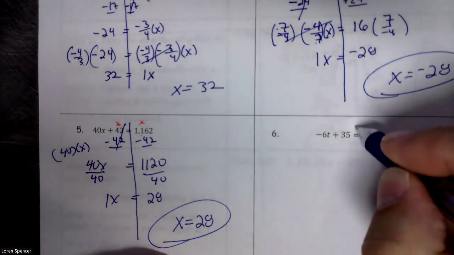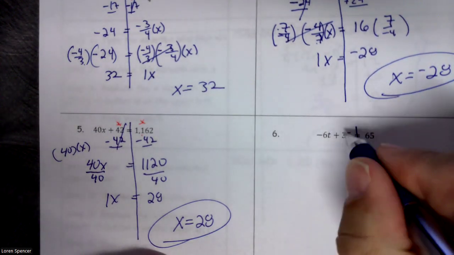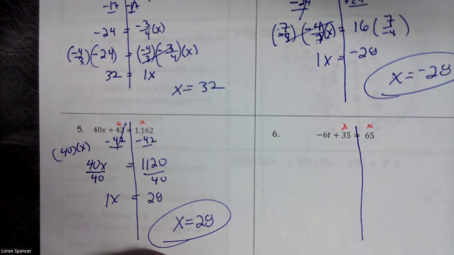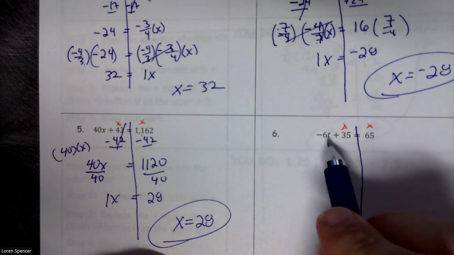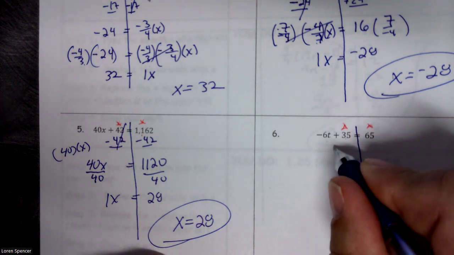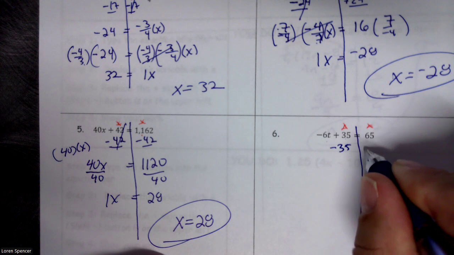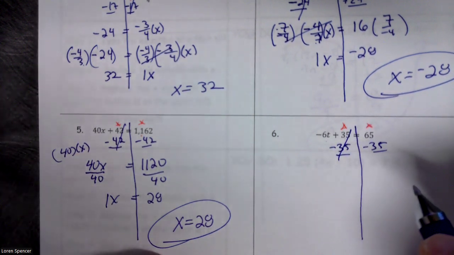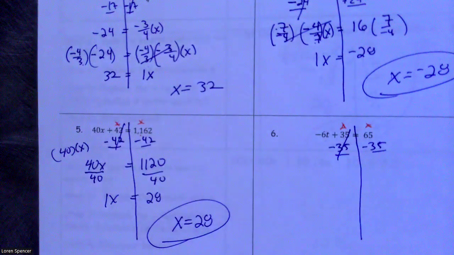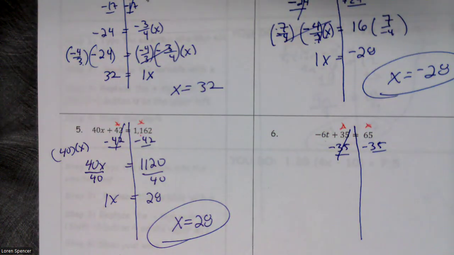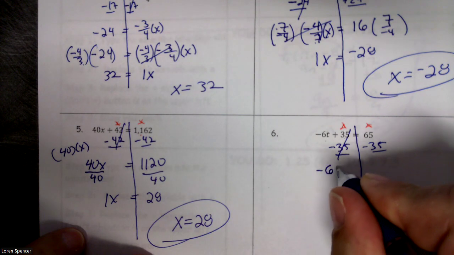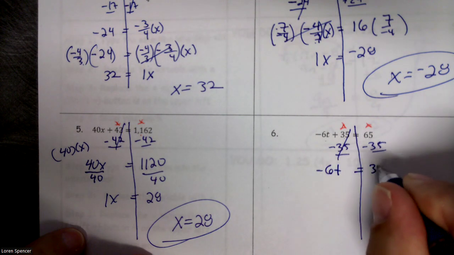This one, another nice little two-step equation. All right, we have two constants. We have a 35 and a 65. I need to move my constant away from my variable. So the opposite of a plus 35 is a minus 35. Remember, anytime you're crossing an equal sign, you're using the inverse operation or the opposite operation. Okay? So this crosses out and becomes 0. So now I have negative 6t equals 30.